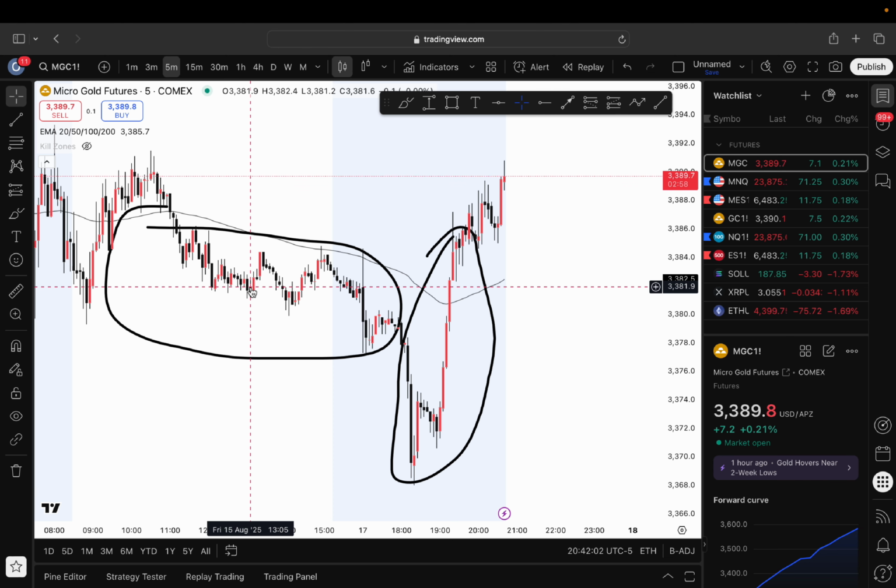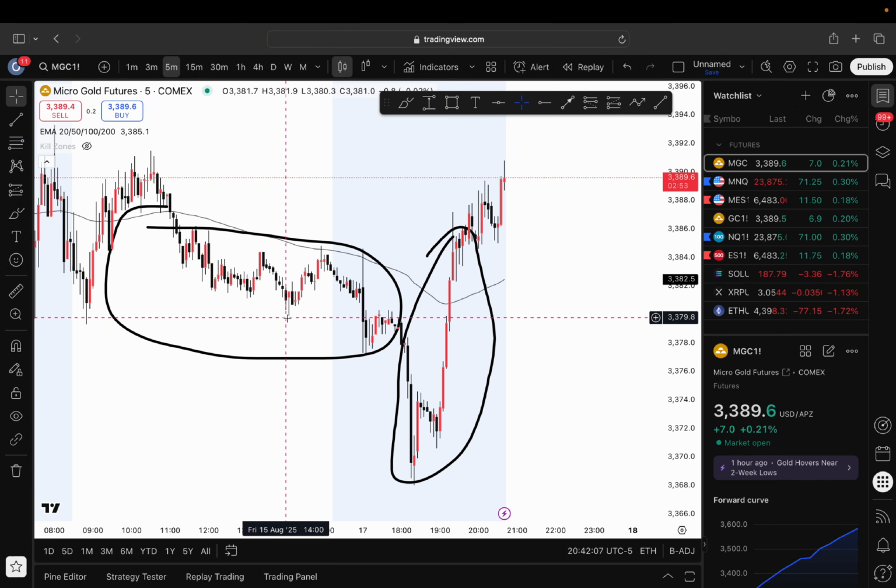Let's say you would have entered this without volume, going for buys because you thought the market was going to go up.